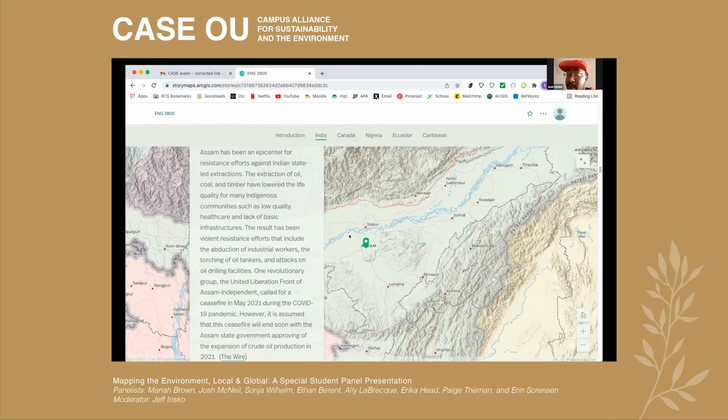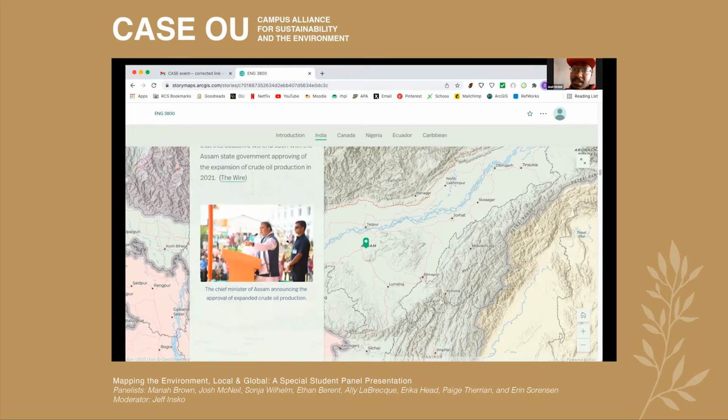The group announced a ceasefire in May of 2021 during the COVID-19 pandemic. Later that same month, the Assam state government announced their approval of expanding crude oil production. This has caused fear within the state of Assam, as it is likely that further violent resistance efforts are imminent as the living conditions of indigenous people decrease and the exploitation of natural resources increases. And that's the image of the chief minister of Assam announcing the expansion of crude oil production.